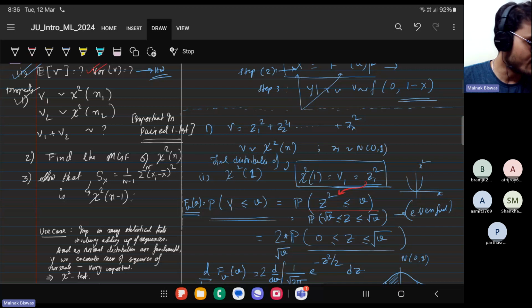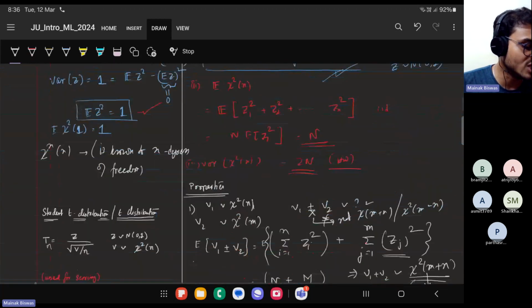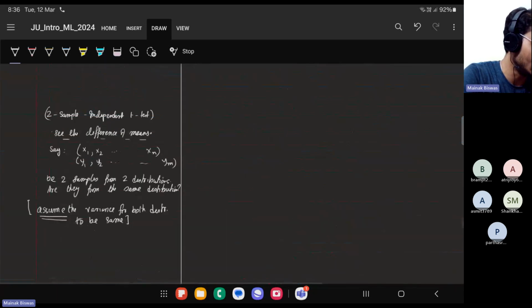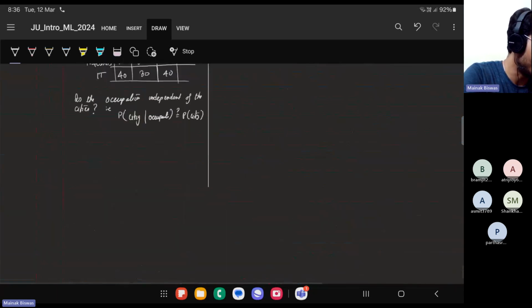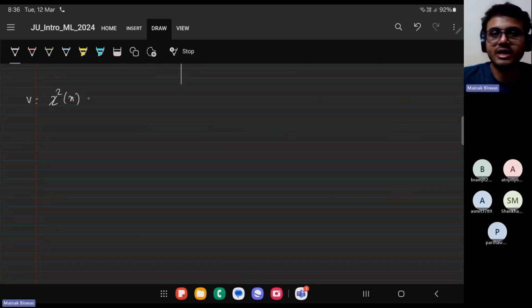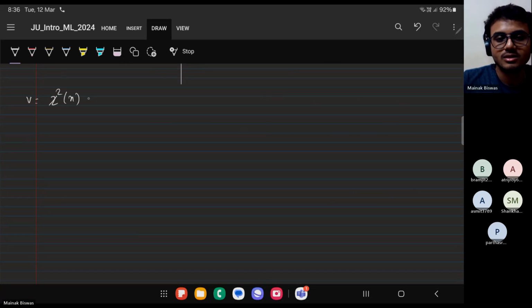Okay. Now I'm telling you to find the MGF of this. So let's quickly leave out some space here for the t distribution and just go to the end. Yeah. So chi-square n. What is the definition of chi-square n? Others? Just to see if you are on the same page.